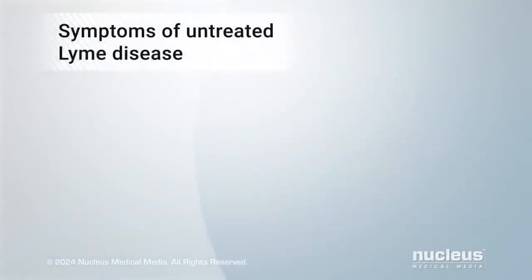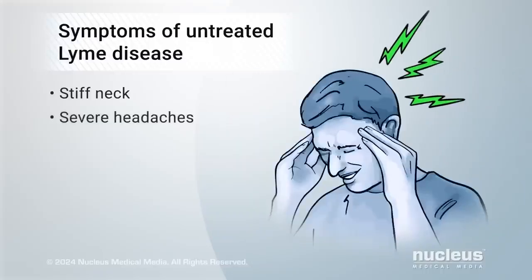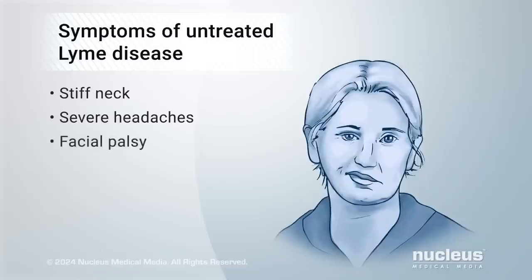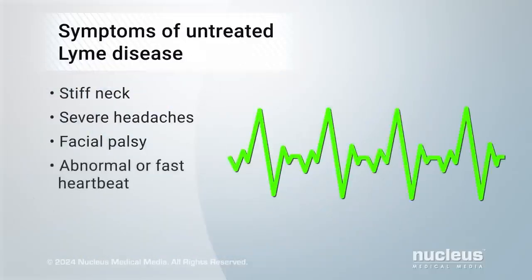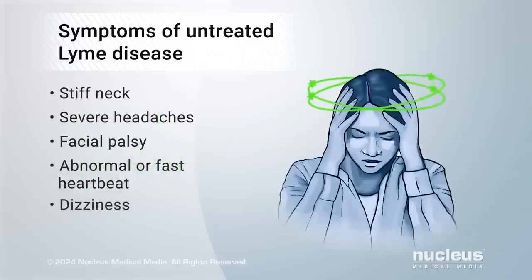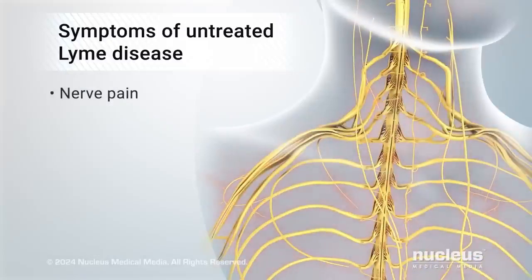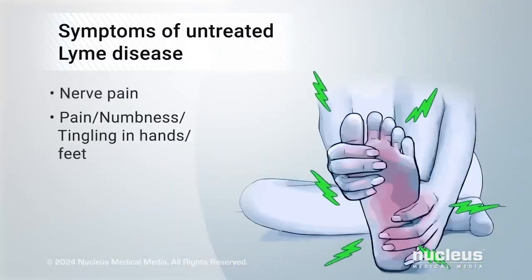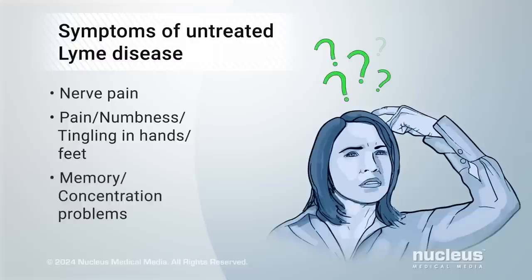If not treated, it may spread to other parts of your body and cause the following symptoms: a stiff neck, severe headaches, facial palsy, which is drooping or loss of muscle tone on one or both sides of your face, an abnormal or fast heartbeat, feeling dizzy, shortness of breath, nerve pain, numbness, or tingling in the hands or feet, and problems with memory or concentration.